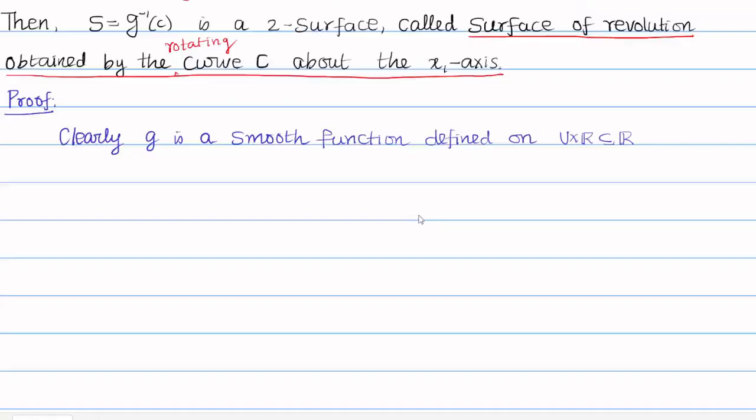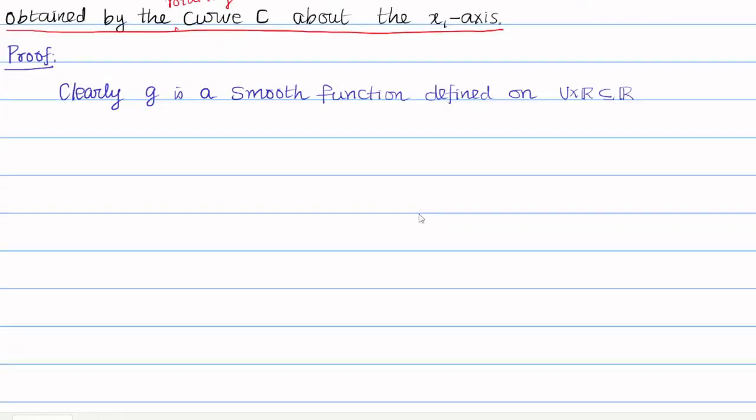ஸோ நம்ம இப்ப என்ன கிளைம் பண்ணோம் அப்படின்னா, now we claim that, என்ன கிளைம் அப்படின்னா, that is, del G of p is not equal to the zero vector for every p belonging to my capital S, that is equal to G inverse of C.